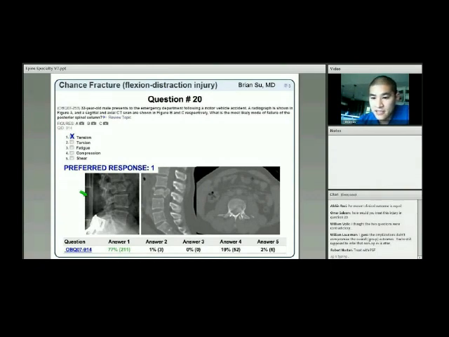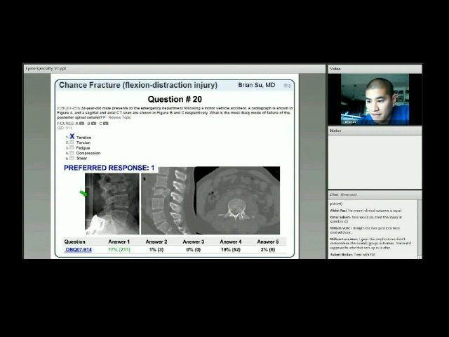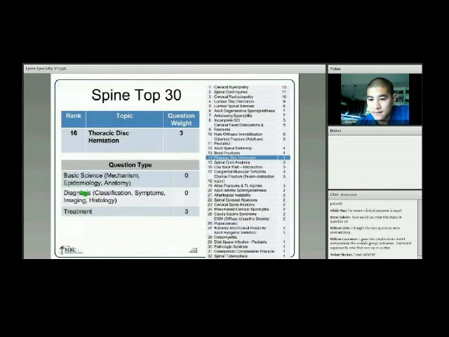So the correct answer here, remember the posterior column fails in tension. That is the correct answer. A lot of you chose compression. The anterior column fails in compression. The posterior fails in tension.